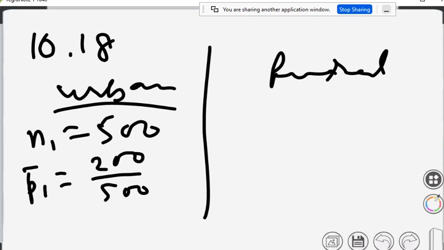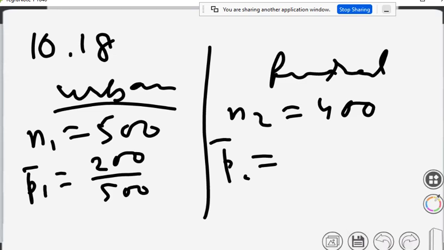Yes, sir. And in another sample of 400 persons belonging to rural area, so N2 is 400, and P2 bar will be 200 by 400, since 200 are also found to be using public transport. Now what is the question that has been asked? Do the data reveal a significant difference between urban and rural areas so far as the proportion of commuters of public transport is concerned? So how will we solve?